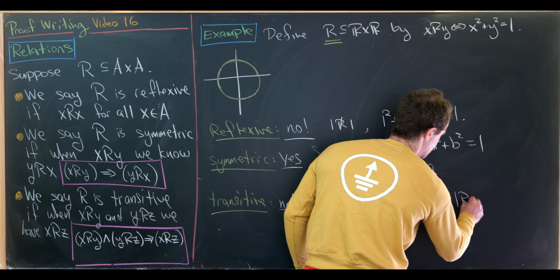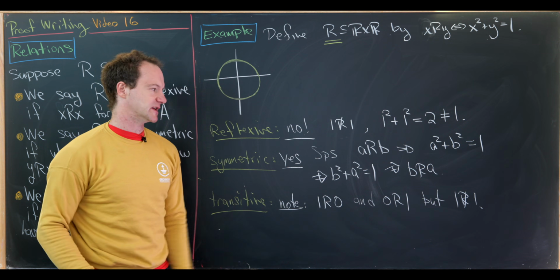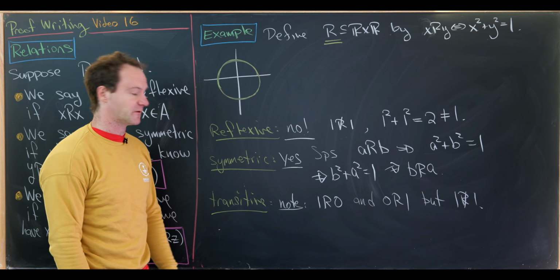But 1 is not related to itself by our previous calculation. So this is a counterexample for transitivity.